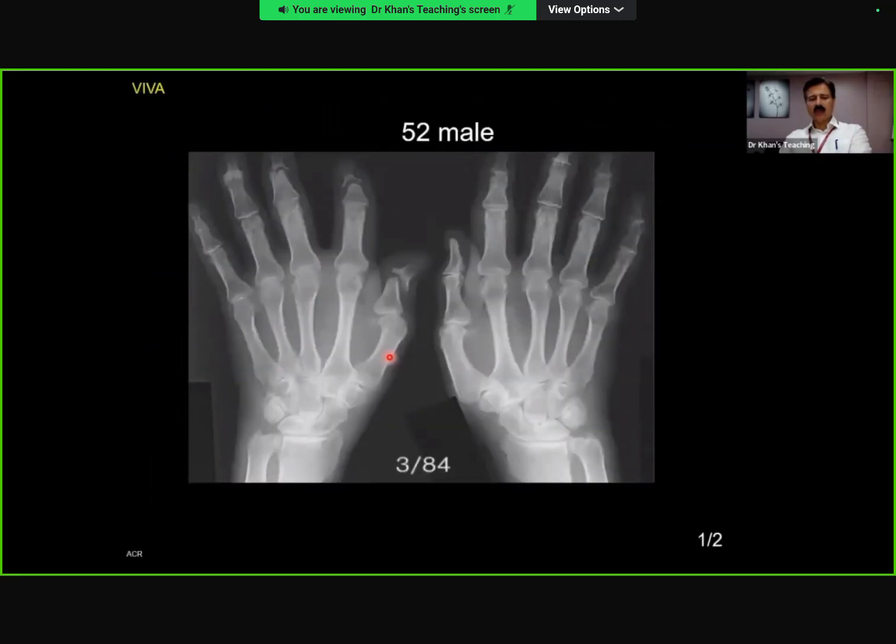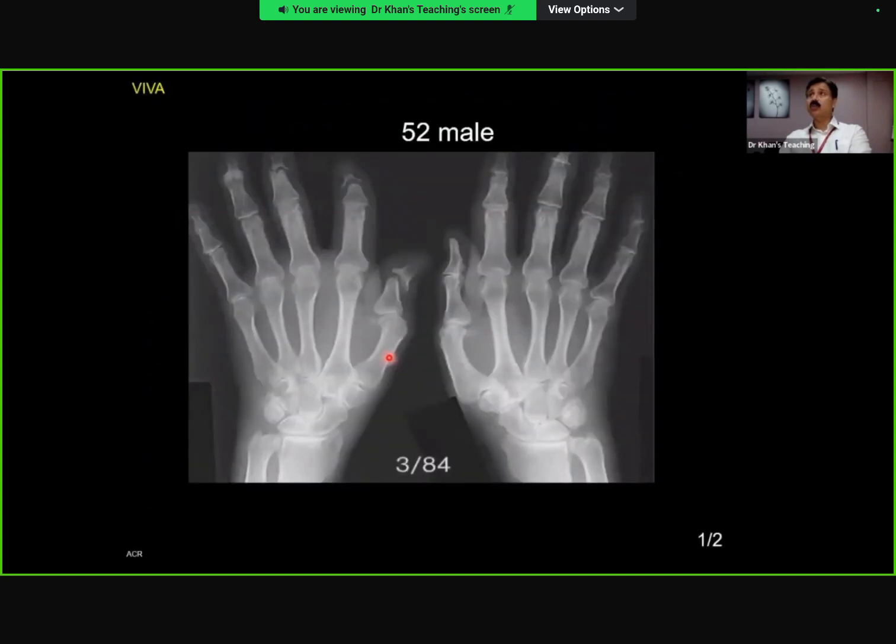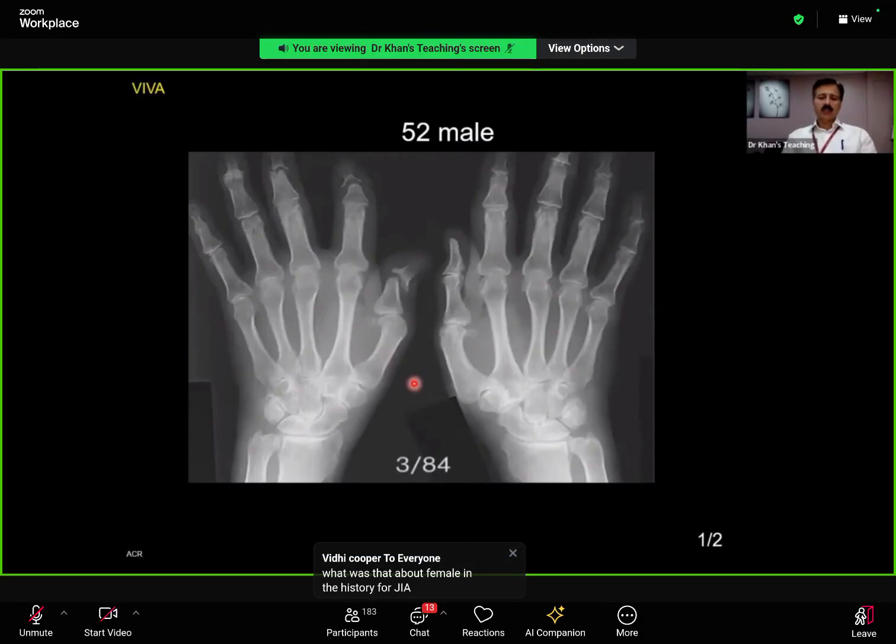Candidate two, I'll give you one more film, which is this film, and then we will take a 5-minute break. Candidate two.